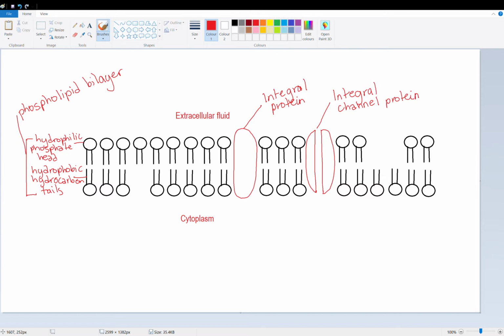The next thing we can draw in is our peripheral proteins. So they just look a little something like this. Sometimes they like to also attach to our integral proteins. So I will label both of those.